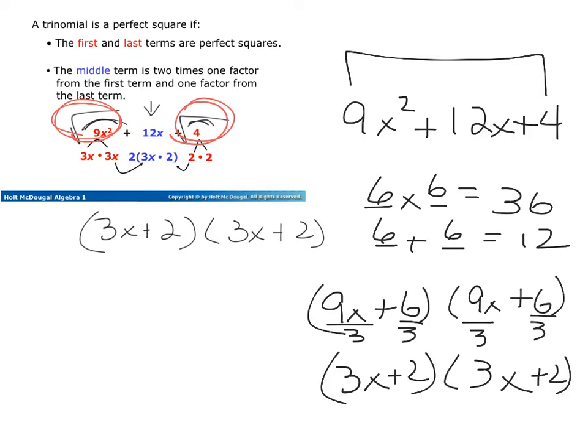In their writing or mine? In their writing, in the blue. In the blue. All right, that's their stuff here.